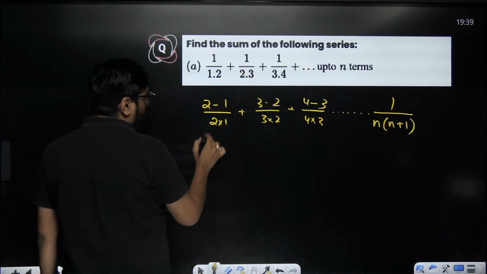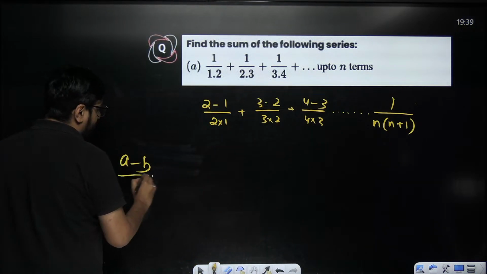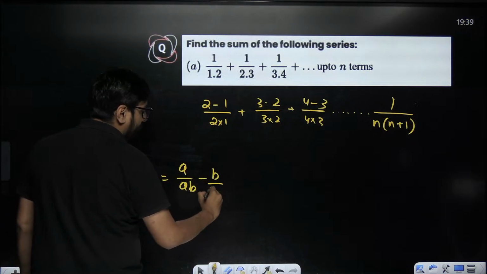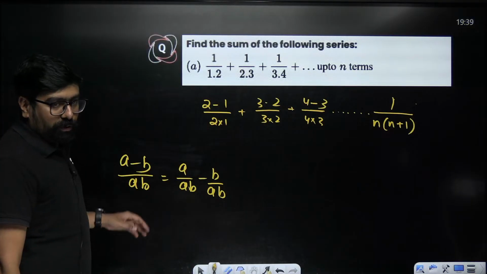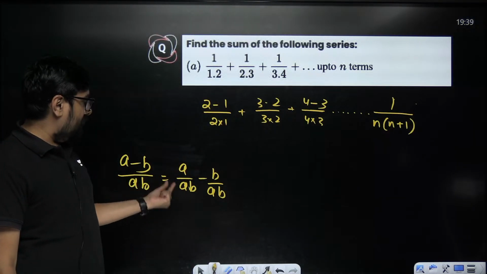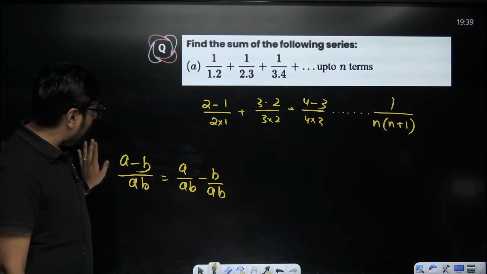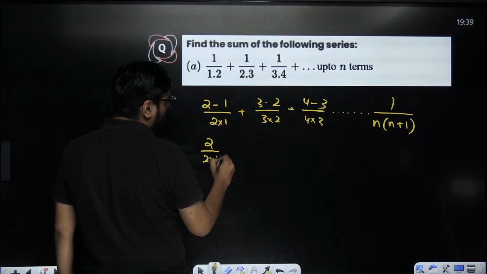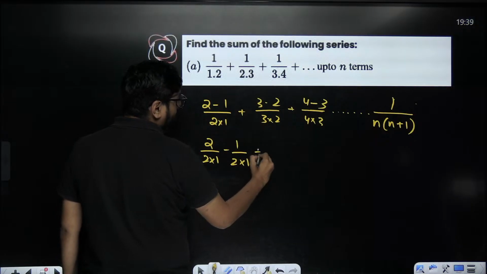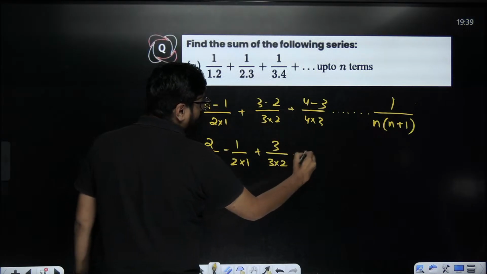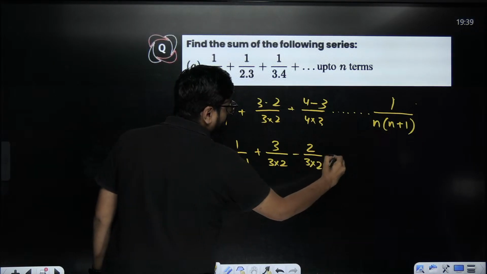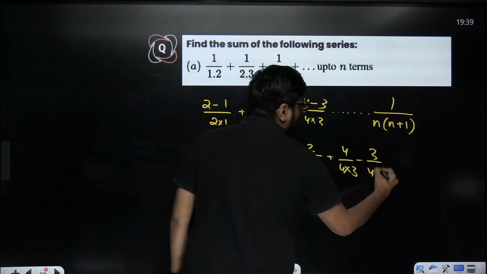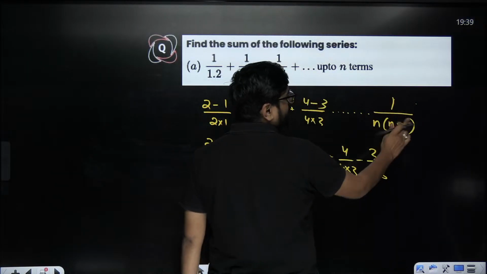Now a minus b divided by ab is a divided by ab minus b divided by ab, correct? And a minus b divided by ab is nothing but 1 by b minus 1 by a. The same thing we can do over here. That means 2 divided by 2 into 1 minus 1 divided by 2 into 1, plus 3 divided by 3 into 2 minus 2 divided by 3 into 2, plus 4 divided by 4 into 3 minus 3 divided by 4 into 3. This term also we can break and write.